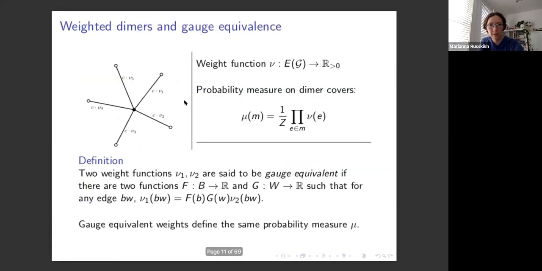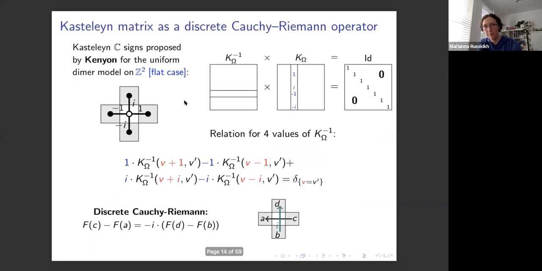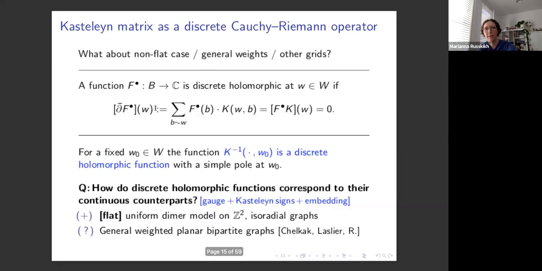Okay, so now the main idea here was that if we define the Kasteleyn weights in such a way, then we can think about the Kasteleyn matrix as a discrete version of a d-bar operator. Because then the inverse Kasteleyn matrix, of course, can be seen as the discrete holomorphic functions, since this is clearly the function in the kernel of the Kasteleyn matrix.